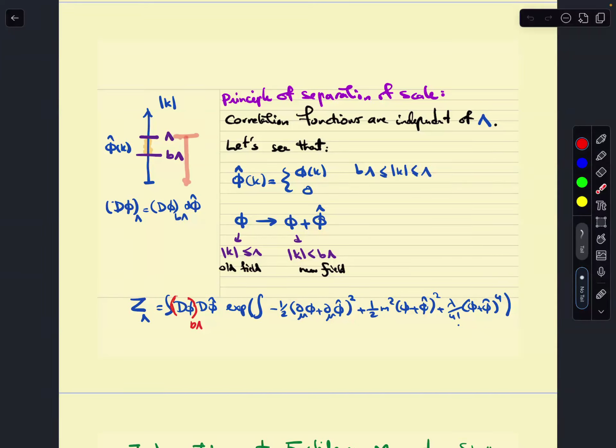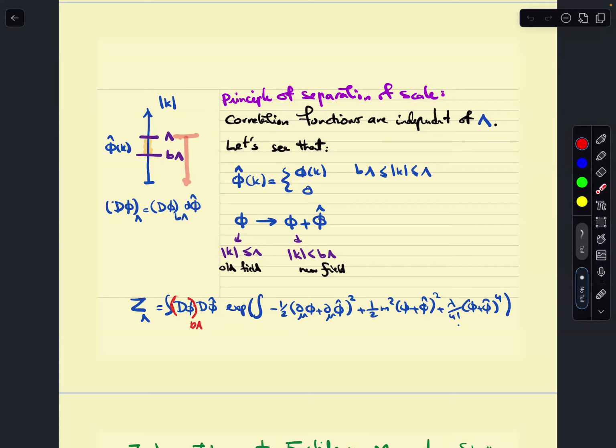Right? So this is a manifestation of the correlation functions being independent of the lambda. All right, let's see how this works. Any questions about the philosophy of what we're trying to do? This is one of the most intuitive ways of thinking about renormalization group flow.